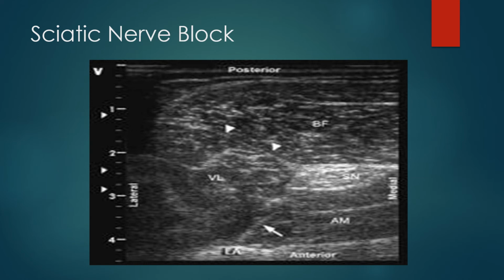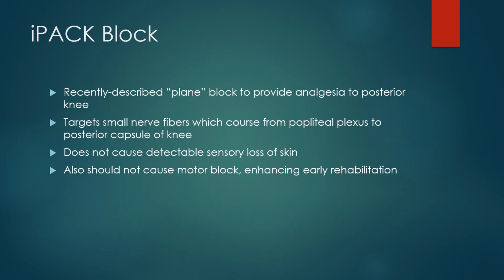It's easier to see, of course, in the popliteal fossa and at the very lower part of the buttock, where it's lying between the two bony landmarks of the ischial tuberosity and the greater trochanter of the femur. Lastly, let's mention the IPACK block, the injection between the popliteal artery and the capsule of the knee. This is fairly recently described, probably the most recently described of the three.